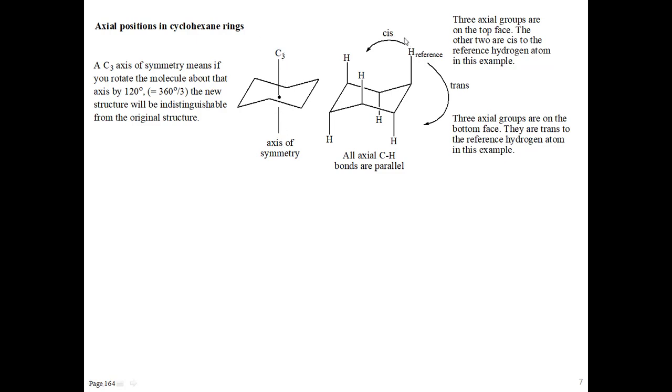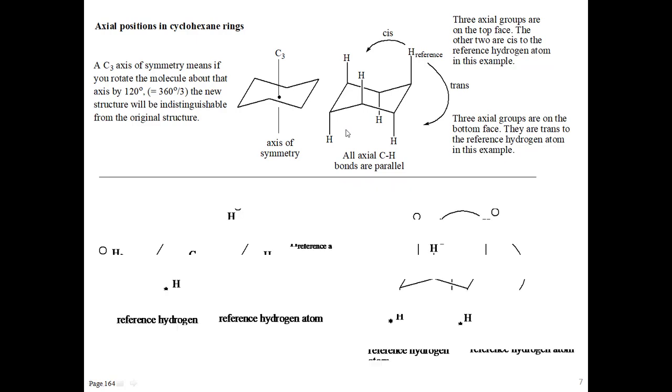Now if you look, you'll see that there's 3 axials on the top, as I just mentioned, and 3 axials on the bottom. They all point straight down, and all of these lines are parallel to each other. Okay, and you'll notice it skips. I go down, and then I'm up, and then I'm down, and then I'm up, and then I'm down, and then I'm up. So all these axial positions will alternate as we go around the ring. 3 of them down and 3 of them up.